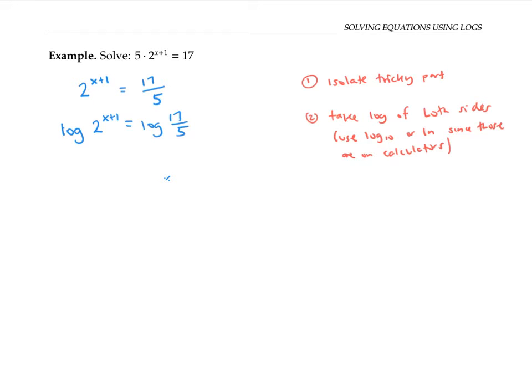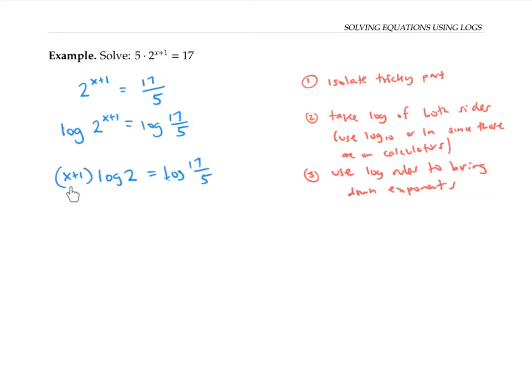As my next step, I'm going to use log rules to bring down my exponent and multiply it on the front. It's important to use parentheses here because the entire x plus 1 needs to get multiplied by log 2. So that was my third step using the log rules. Now all my variables are down from the exponent where I can work with them, but I still need to solve for x. Right now x is trapped in the parentheses, so I'm going to free it from the parentheses by distributing. So I get x log 2 plus log 2 equals log of 17/5.